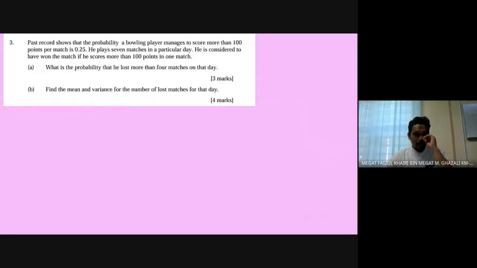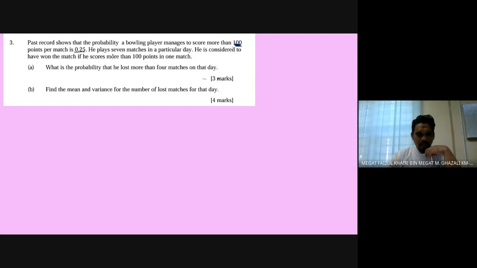Okay, question 3. Past record shows that the probability of a bowling player managing to score more than 100 points per match is 0.25. He plays 7 matches in a particular day. He is considered to have won the match if he scored more than 100 points in one match. So now, what type of distribution do we have here?